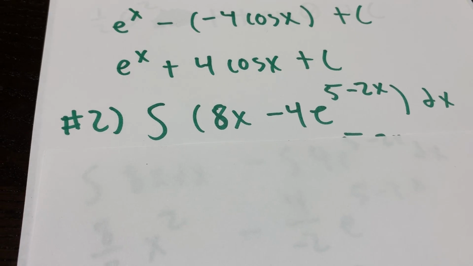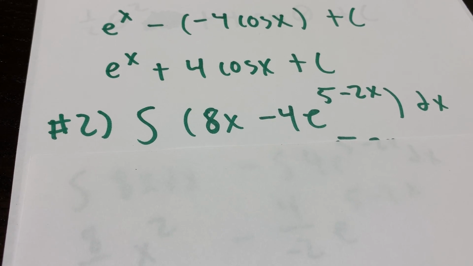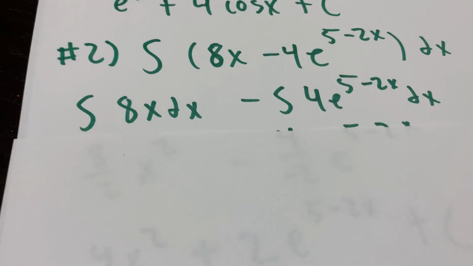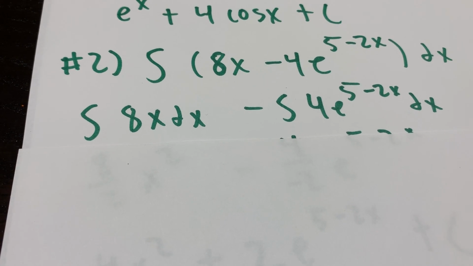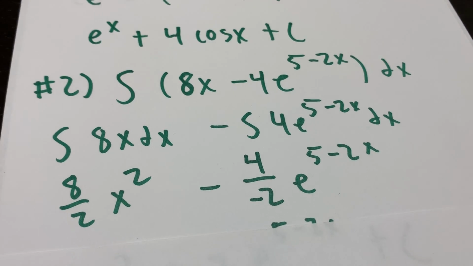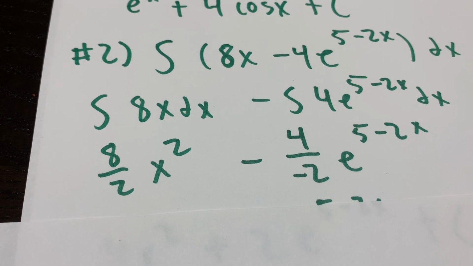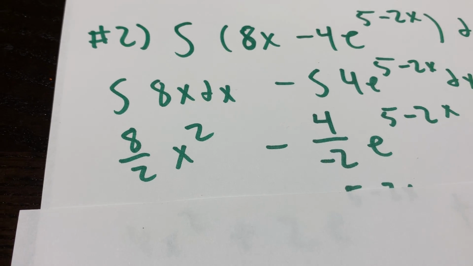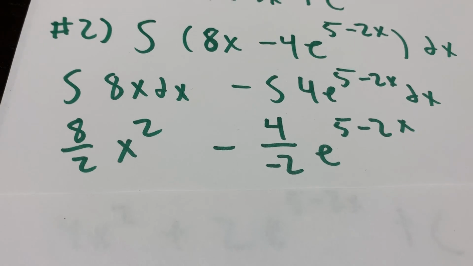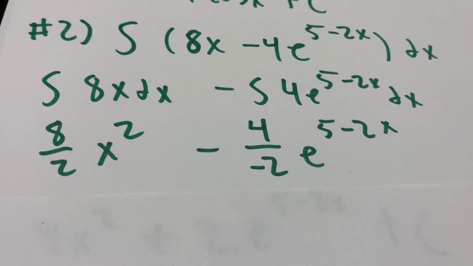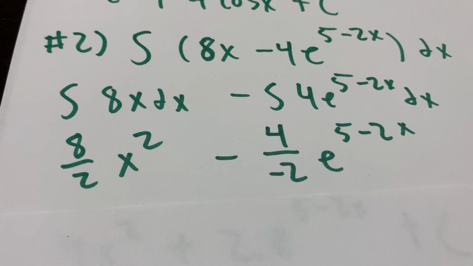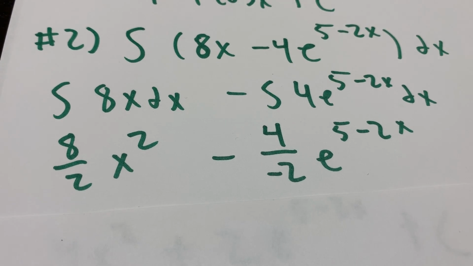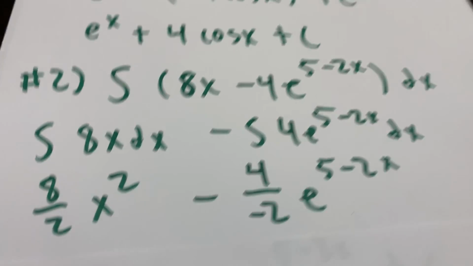Okay. Next, we're going to take the integral of 8x minus 4e to the power of 5 minus 2x dx. So again, you want to split it up like you always do: the integral of 8x dx minus the integral of 4e to the 5 minus 2x. This is simple because of the power rule, you just add 1 and then you divide by that power. So you get 8 over 2 times x squared. And then over here, you get negative 4 divided by negative 2, times e to the 5 minus 2x.